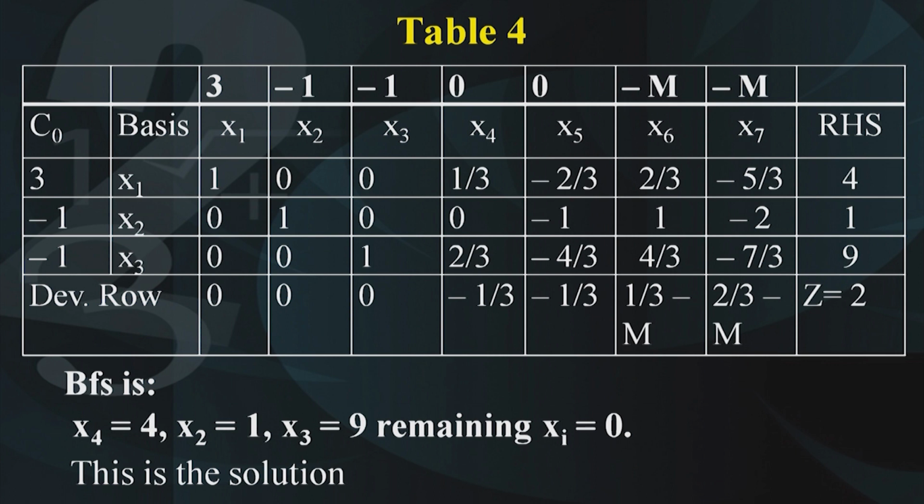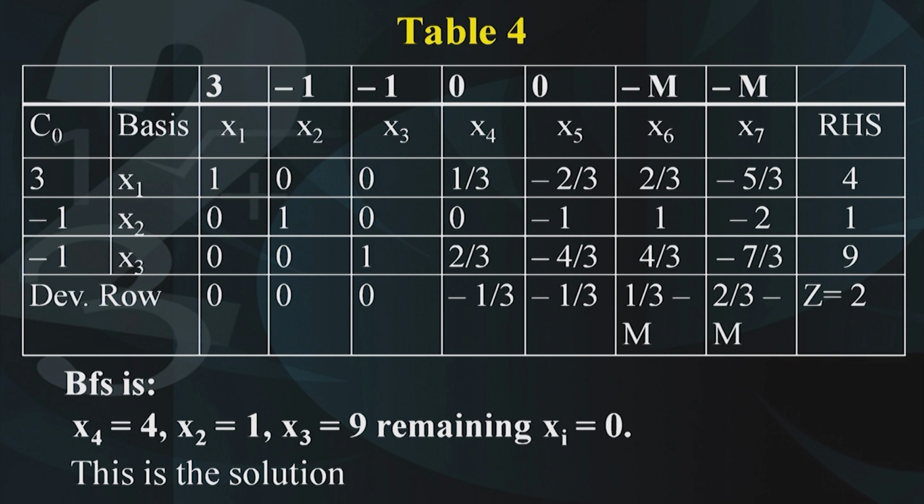So, the current BFS is the solution, and the current BFS is nothing but x4 is equal to 4, x2 is equal to 1, x3 is equal to 9, and the remaining are 0, and that is the solution to the problem. So, therefore, what did we find?